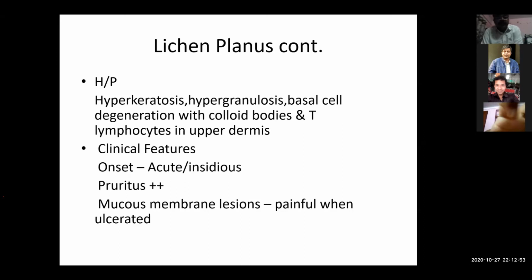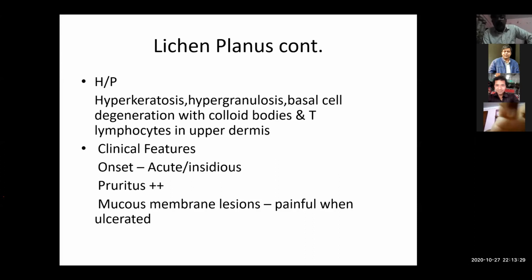Now moving on to the clinical features. Onset may be acute or insidious. A variety of lichen planus is seen which is called the eruptive variety, where in a very short period of time you may find a lot of lesions developing in the patient. As I mentioned in the definition of lichen planus, pruritus is a double plus, and there are mucous membrane lesions. Again, I am picking out the USP of lichen planus, which differentiates it from psoriasis. The mucous membrane lesions would be painful when ulcerated.